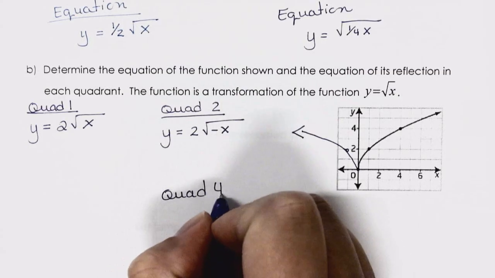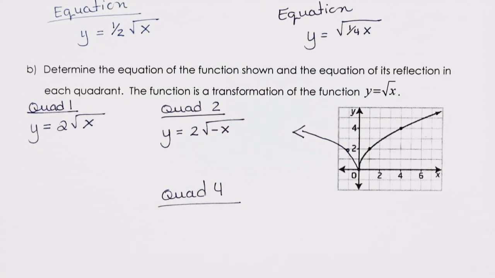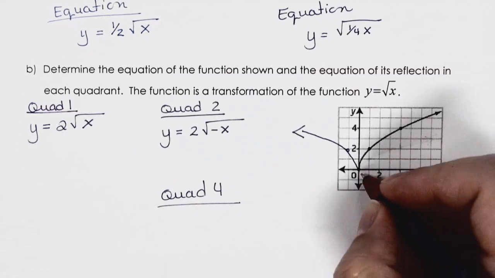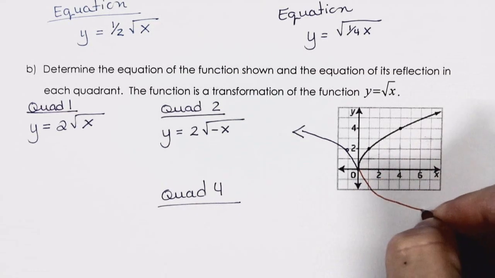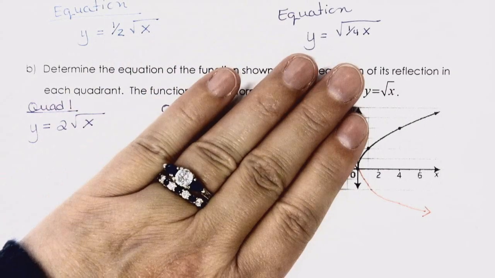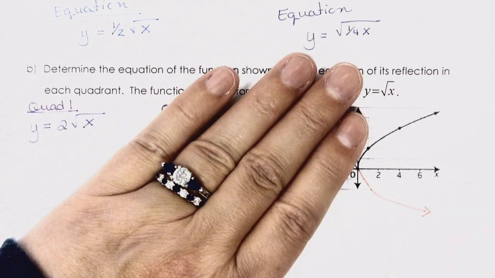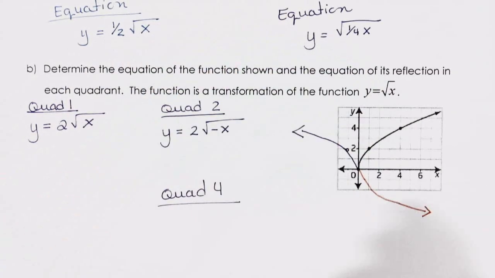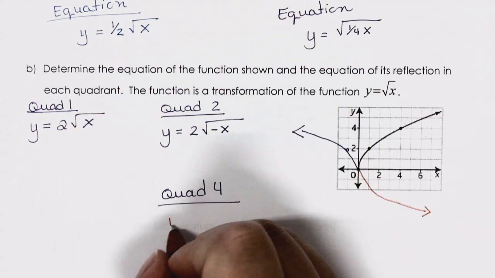Let's look at quad 4 next, just because it makes my brain a little happier. So now this way, guy's going like that. So we're looking at from this to this guy. Reflection in the x, so negative 2 root x. Yep.